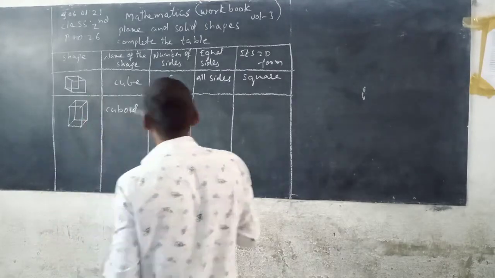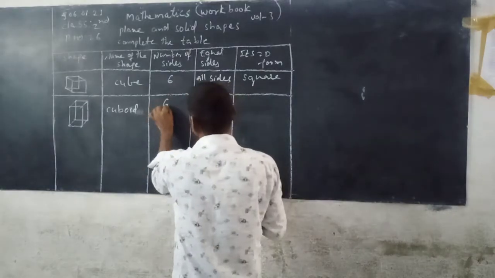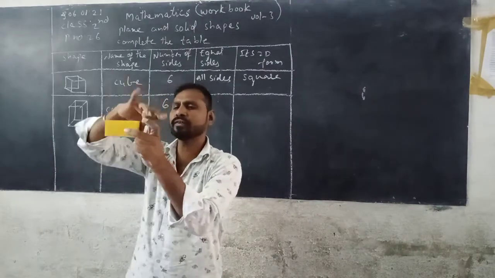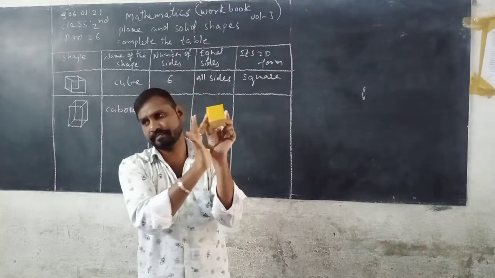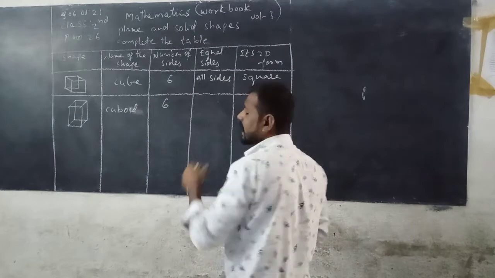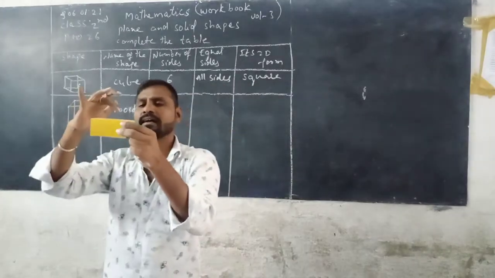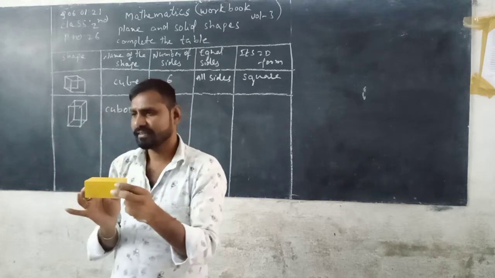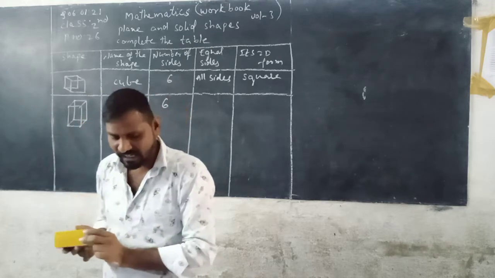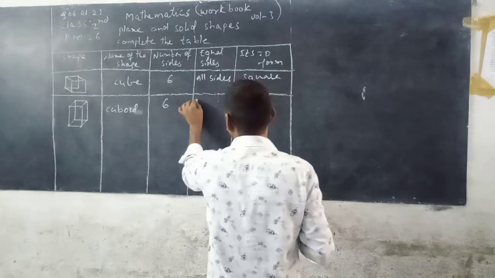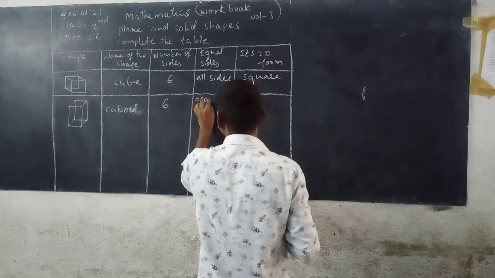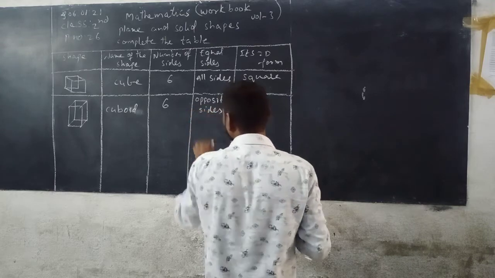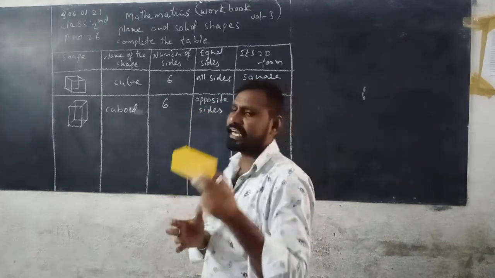Now here write down number of sides, 6. How many sides? 6. 6 faces means 6 sides. 1, 2, 3, 4, 5, 6. And equal sides. Look at the figure. Opposite sides are equal. Then you can write opposite sides.